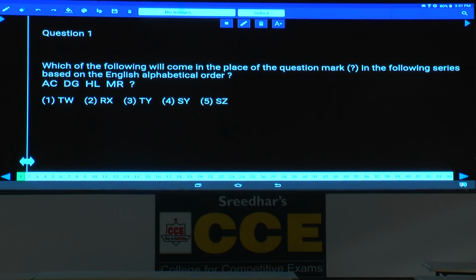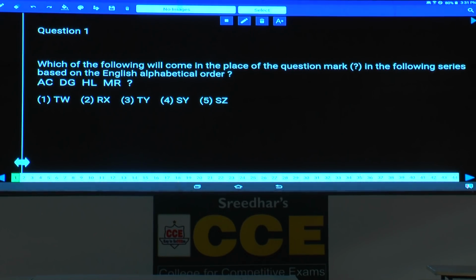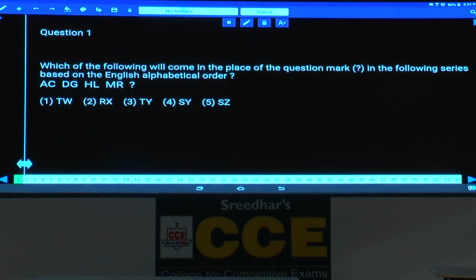Paper number 8, question number 1. It is based on the letter series AC, DG, HL, MR, and what should be the next one? Now, in these letter series type of questions, always write one below the other.